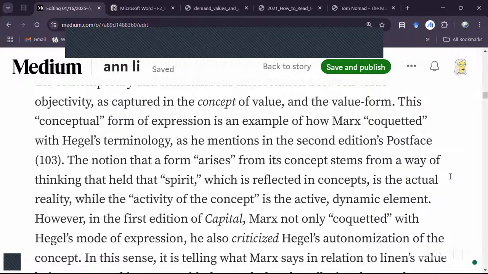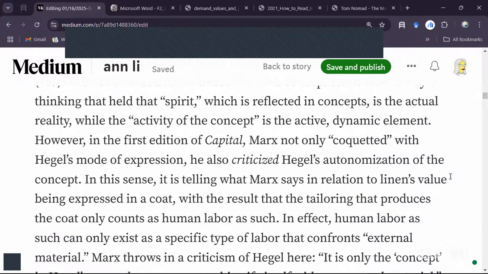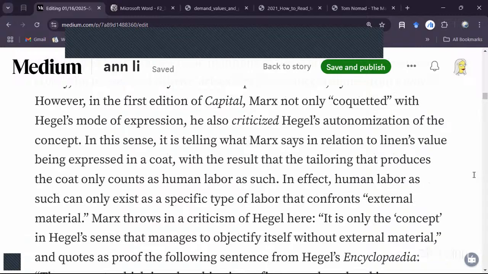Anyway, however, in the first edition of Capital, Marx not only coquetted with Hegel's mode of expression, he also criticized Hegel's autonomization of the concept. In this sense, it is telling what Marx says in relation to linen's value being expressed in a coat, with the result that the tailoring that produces the coat only counts as human labor as such. In effect, human labor as such can only exist as a specific type of labor that confronts external material. Marx throws in a criticism of Hegel here.